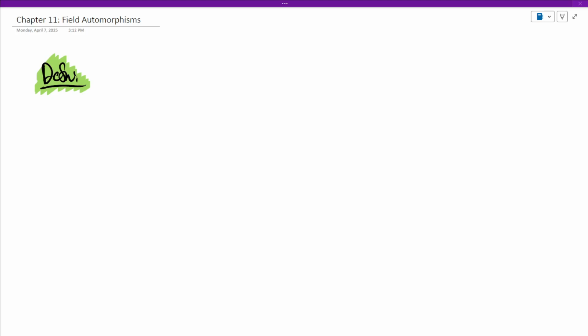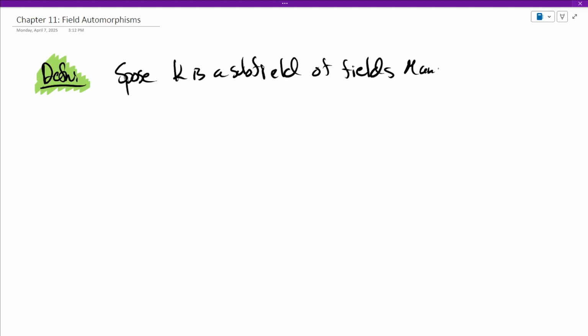All right, so our first definition for this chapter is going to be a generalization of a K-automorphism. So how are we going to generalize it? We're going to generalize it to a K-monomorphism. So suppose K is a subfield of fields M and L. And if you like, these are subfields of C if you want to specialize to that.